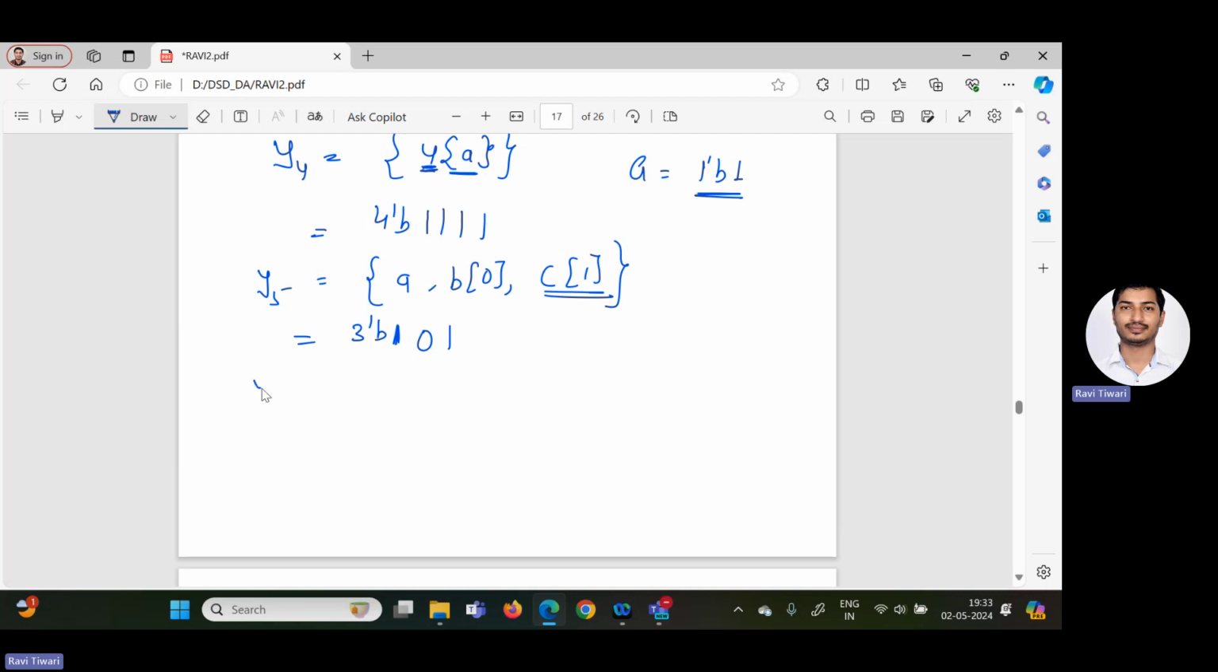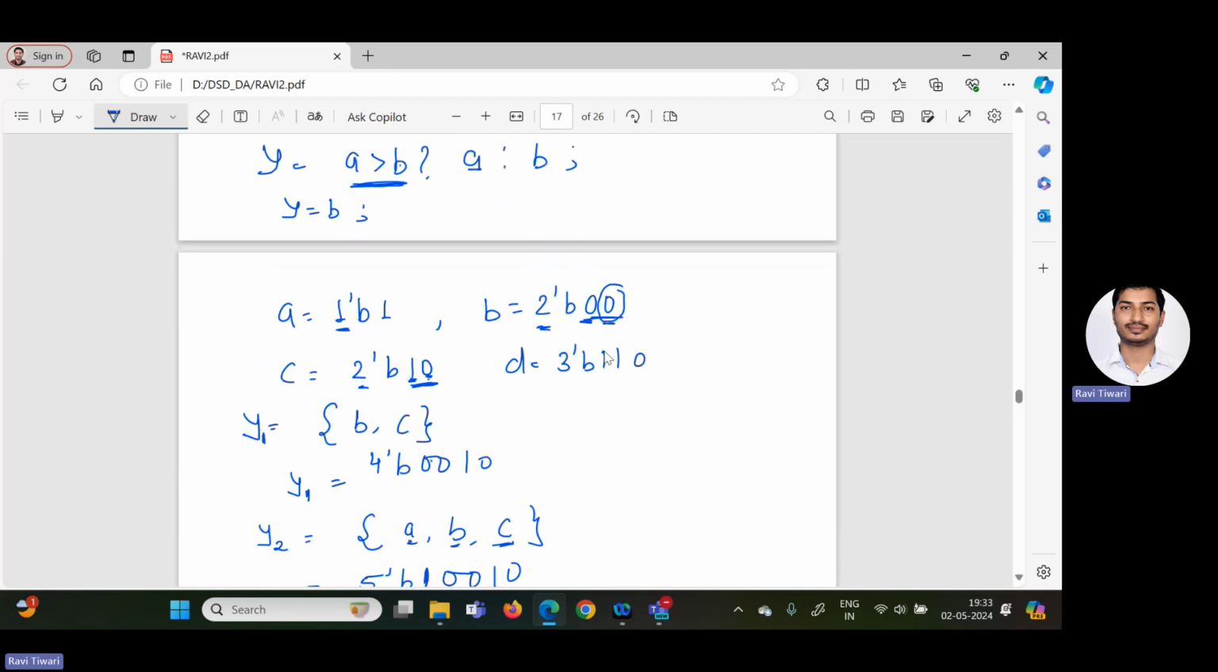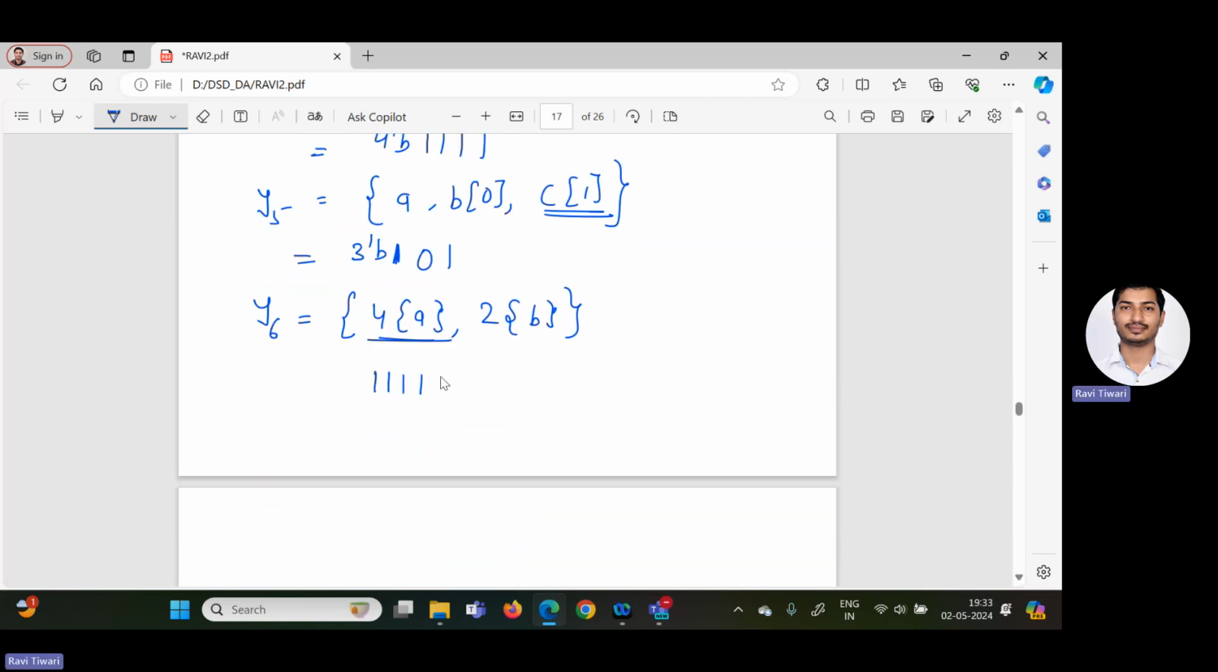Clear? Now the last question, Y6, if I have written {4{A}, 2{B}}. That means 4 copies of A. That A is what? 1. So here you write down 4 times 1, 1, 1, 1. B you have to write down 2 times. And what is the value of B? B is 0, 0, right? So here you write down 2 times B. So it is 0, 0, 0, 0. Clear? So how many bits are there? 8 bits. So you can write down 8'b, and this is the final answer, right?